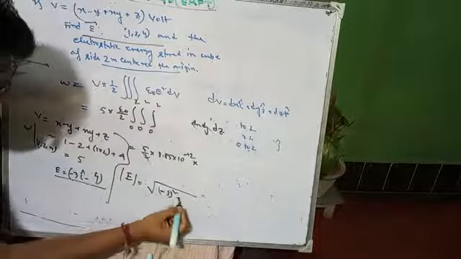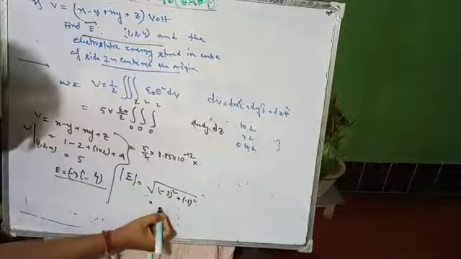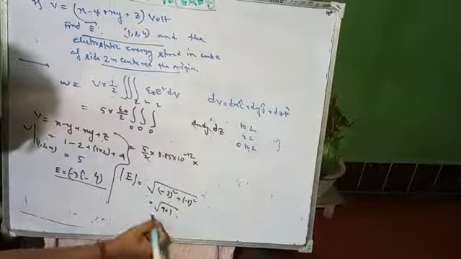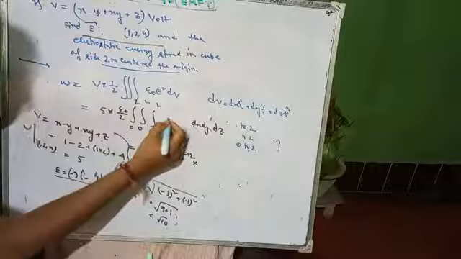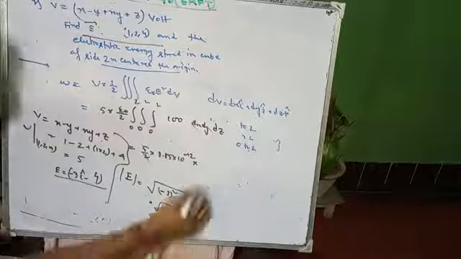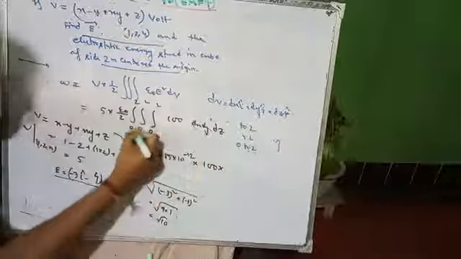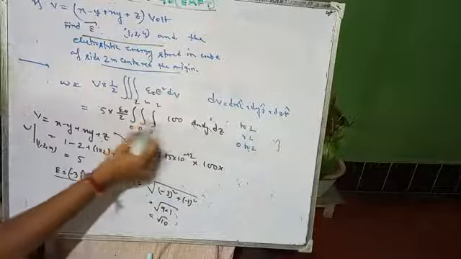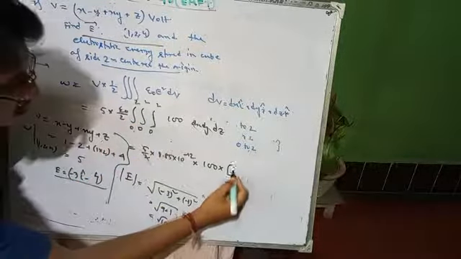So modulus of E equals to how much? Minus 3 square plus minus 1 square. Minus 3 square means 9 plus 1, root over that, that is root 10. So root 10 squared means how much? It will be 10, right? So you have to put over here 10. So 10 into the integration of dx over 0 to 2, that will be equals to 2.